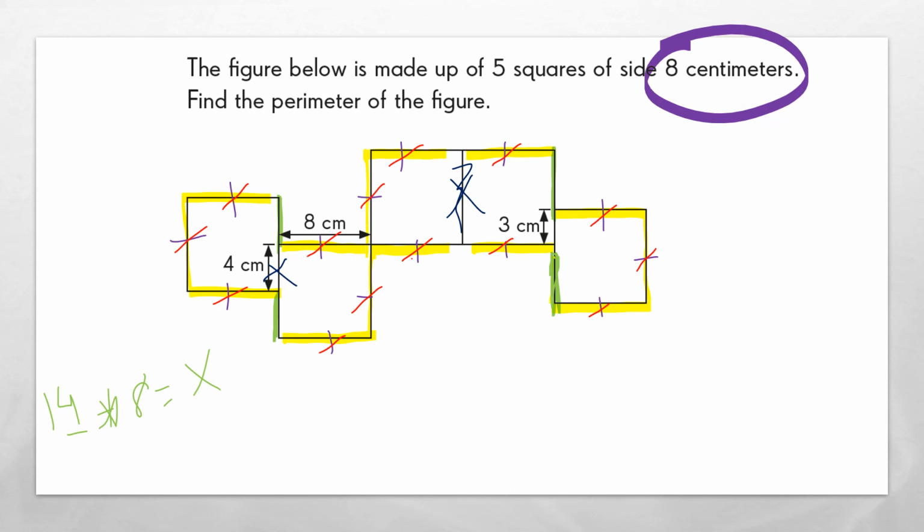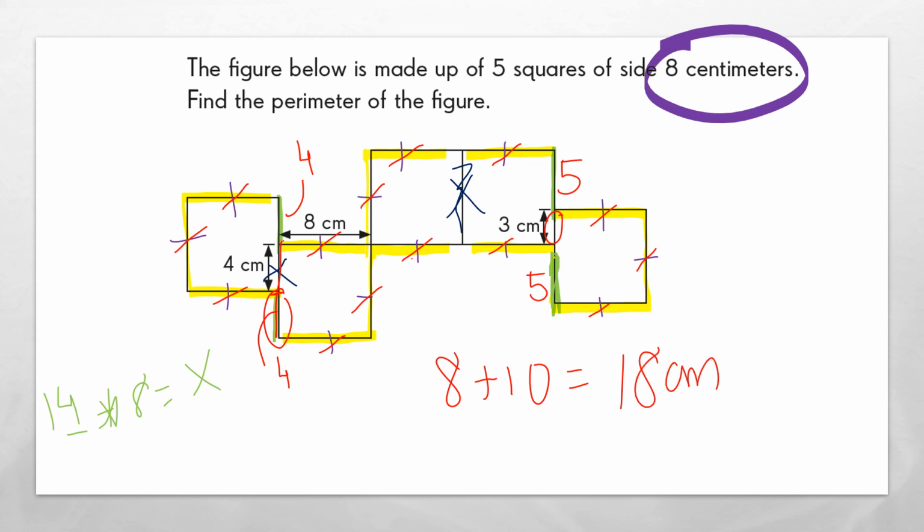How long is this side right here? So if the whole length is 8, but we only have this, and there's 4 there, that means this side is 4. It also means this side is 4. If this spot here is 3, that means there's 5 left there to make 8, and 5 there to make 8. So those two 4s together are 8. These two 5s together are 10. So that's 18 centimeters. And now I have to figure out 14 groups of 8.